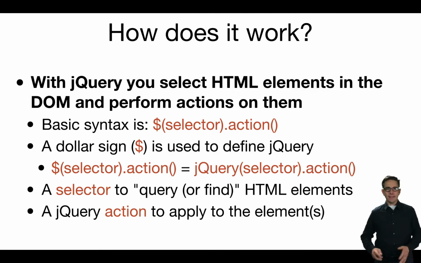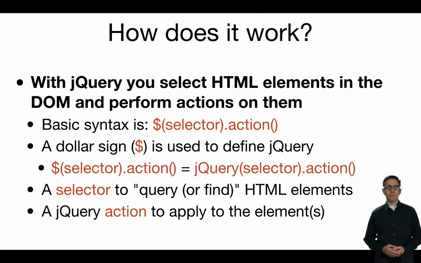All right, that's how you get it. That's where it comes from. That's the rationale for it. But how does it actually work? Well, it is JavaScript. And when you have that library loaded in your JavaScript, when you run your code, you have access to it. And what it does is it selects HTML elements in the document object model, and it performs actions on them.